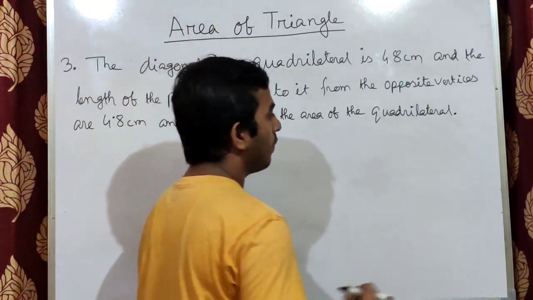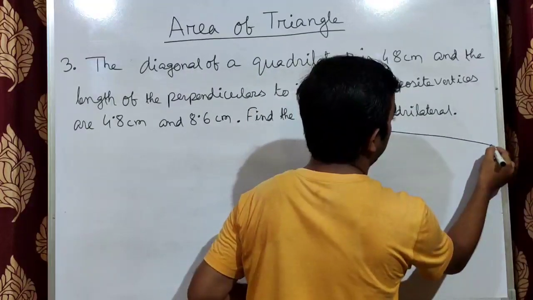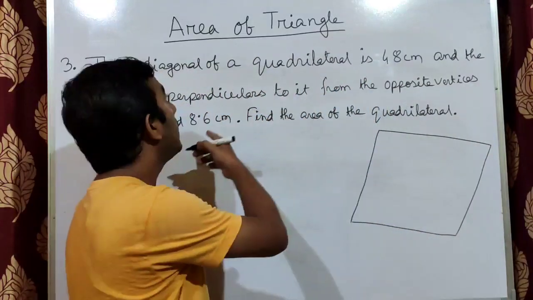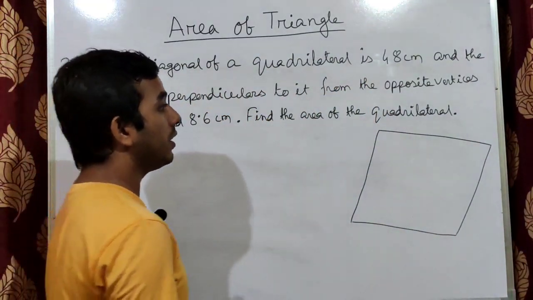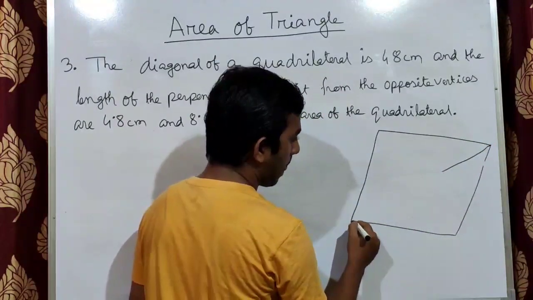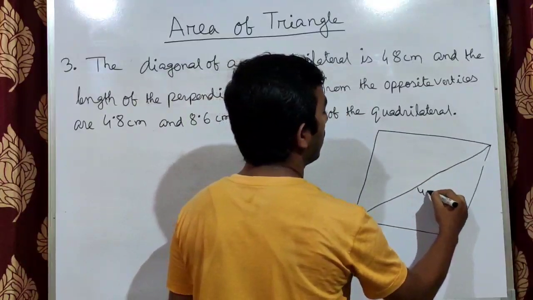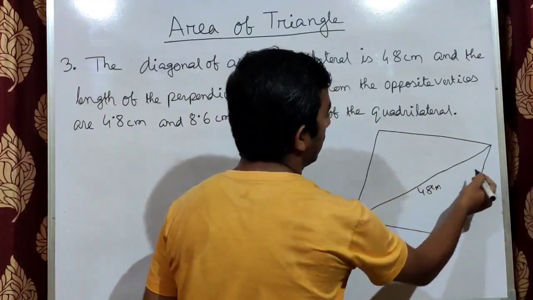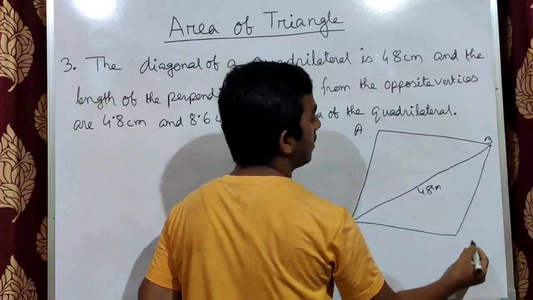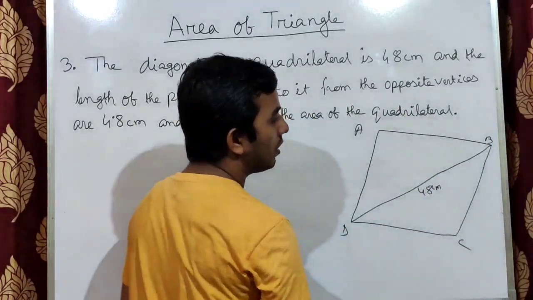So let us draw one four-sided closed figure. Suppose this is our quadrilateral. Clear? Another thing given is the length of the diagonal of the quadrilateral. Let the length of the diagonal be 48 centimeter, and let us name the quadrilateral A, B, C and D. So our diagonal is BD, whose length is 48 centimeter.